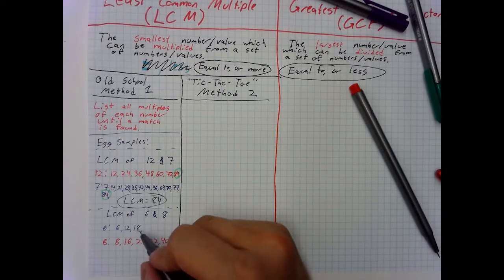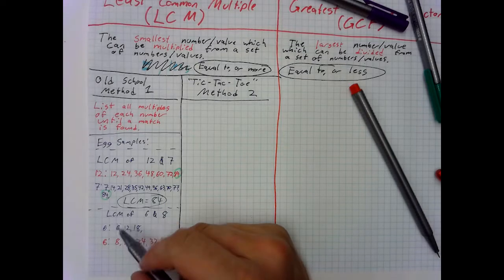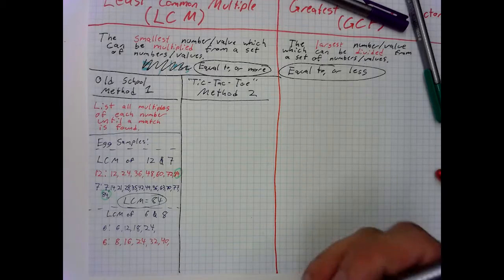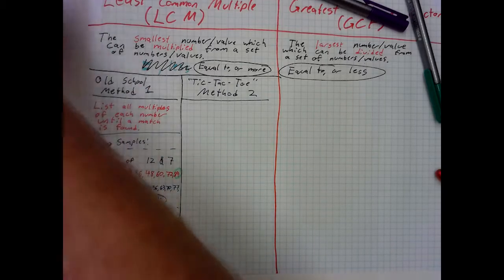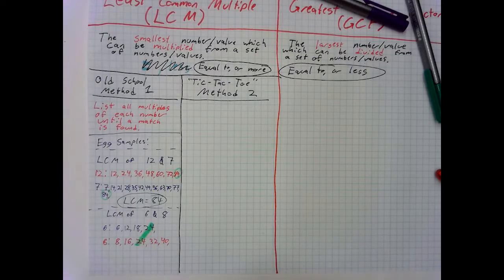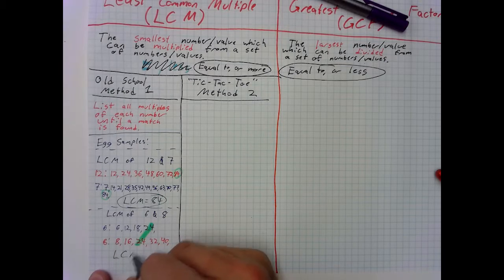We were at 18, keep going with the 6s, 6, 12, 18, 24, and then I'm actually going to stop. I'm stopping because I have found my match, earlier than possibly I would have expected. My match happened right here at 24. So I can safely say that my LCM is 24.